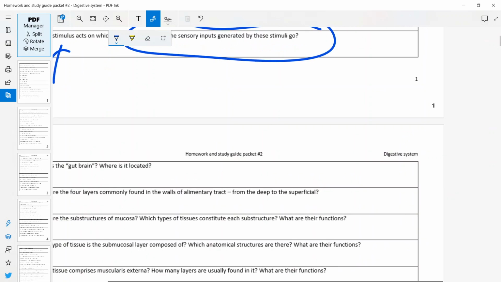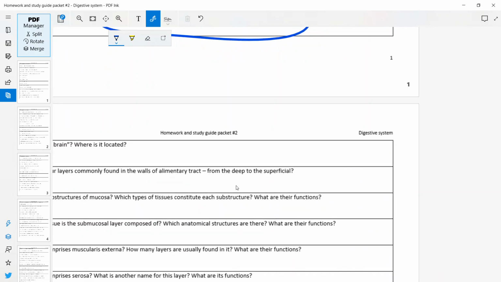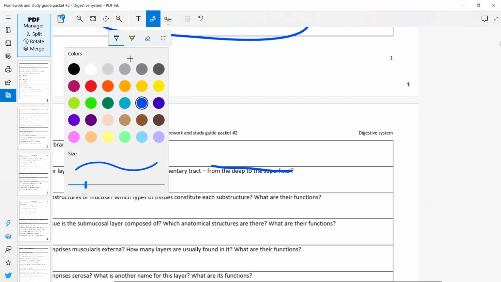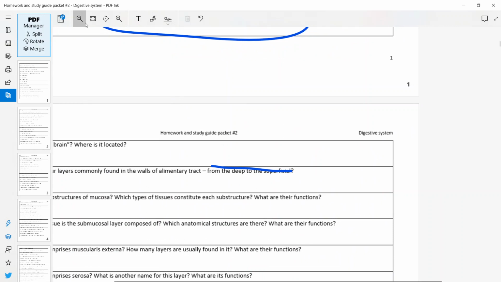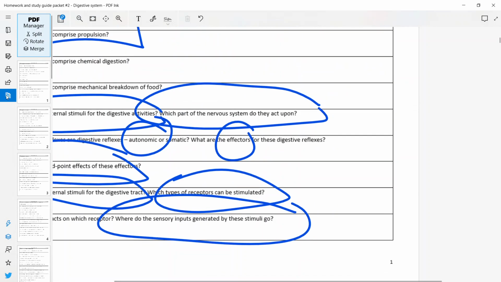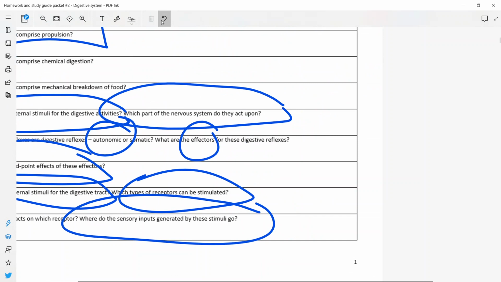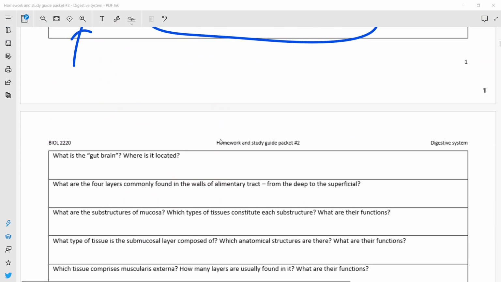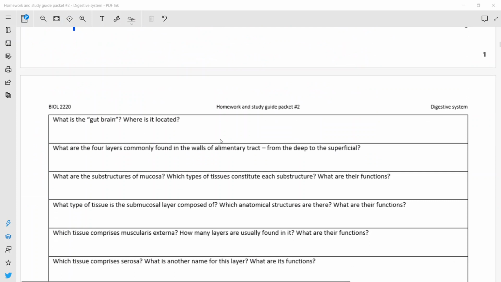Gut-brain, it's the... I'm trying to fix it. Okay, doesn't work for some reason.